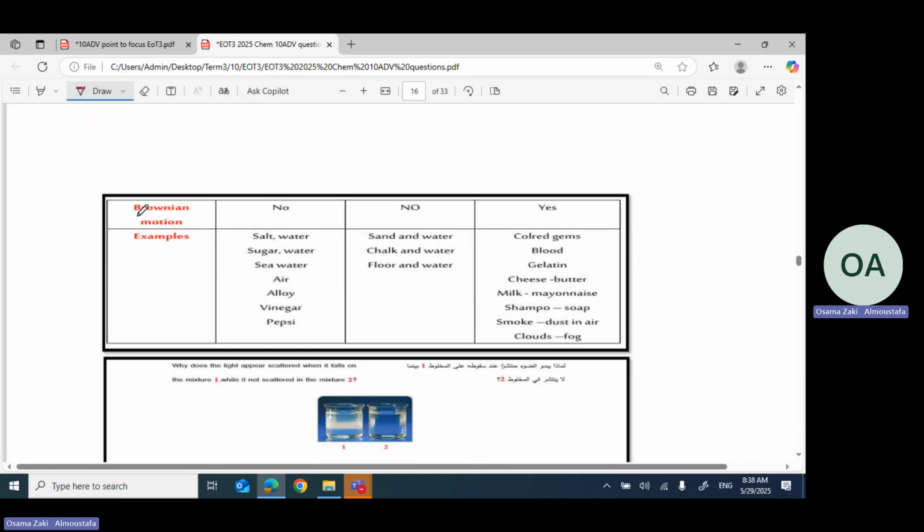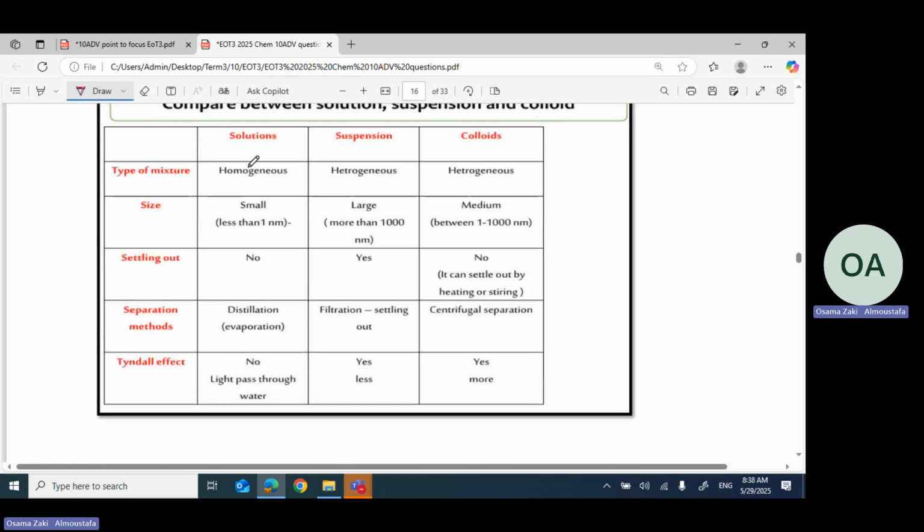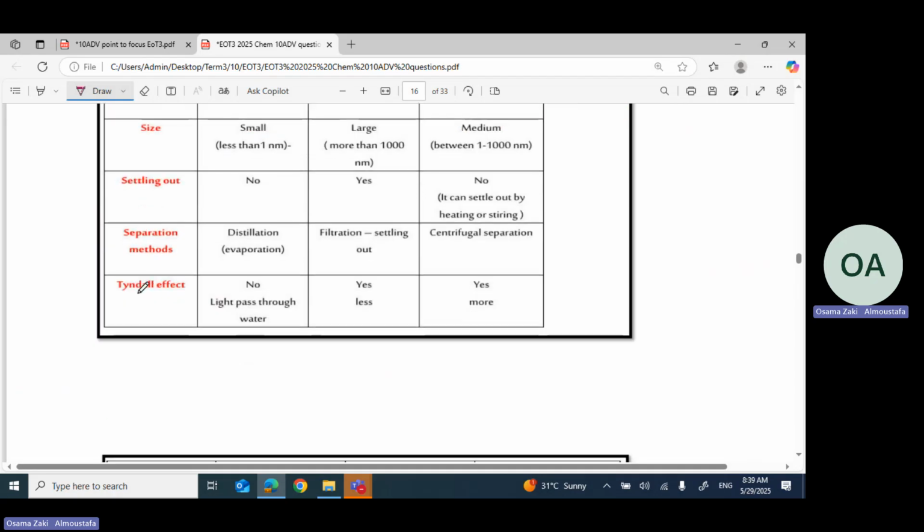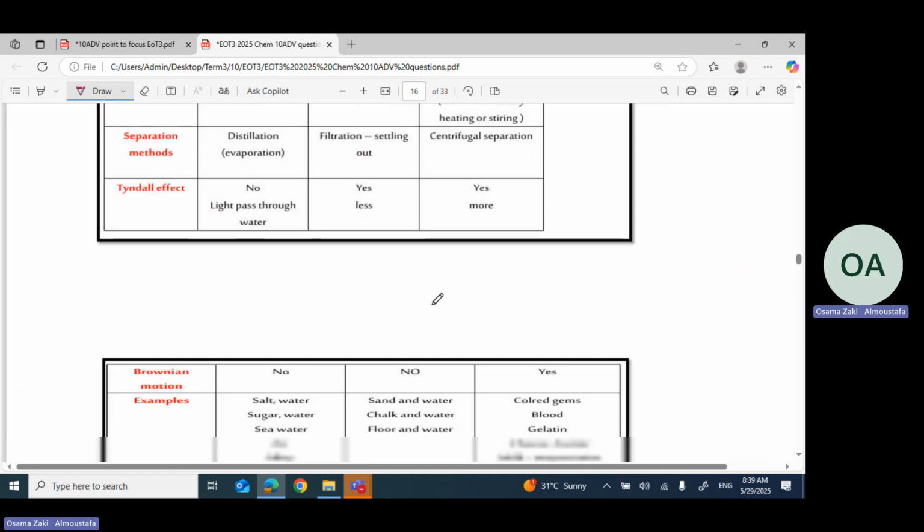And as you see here, the solution is homogeneous. Colloid and suspensions are heterogeneous. The size is less than 1 nanometer here, between 1 and 1,000 here, greater than 1,000. Settling out: no, no, yes. So Tyndall effect is when scattering light. Don't forget Tyndall effect, scattering light. In solution, there is no scattering light. In colloid, there is scattering light.